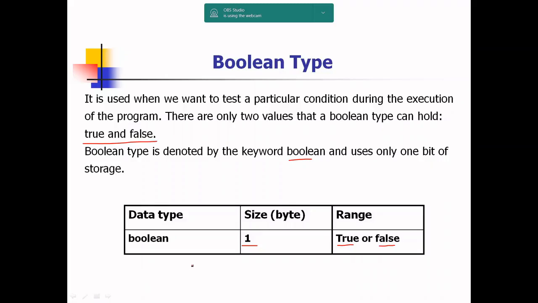It can be declared in a similar way. We can say boolean, that is our type, and space name of the variable, let us say b. So this is how we can declare a Boolean variable.